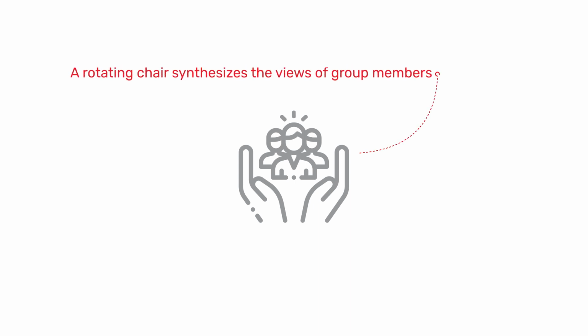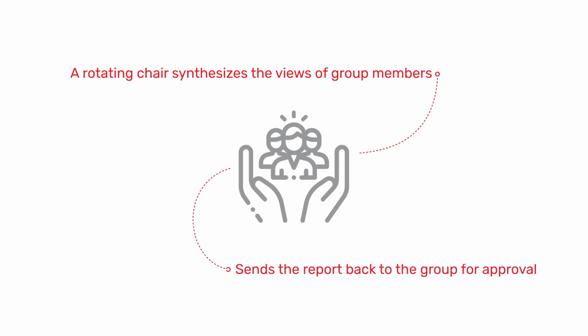Step 3. On the basis of the group discussion, a rotating chair synthesizes the views of group members on various exercises in report form. He or she then sends the report back to the group for approval. This step ensures that the chair has not missed anything. After getting feedback from the group, the chair then submits his or her report to the rest of the class for comment and to the instructor for grading.